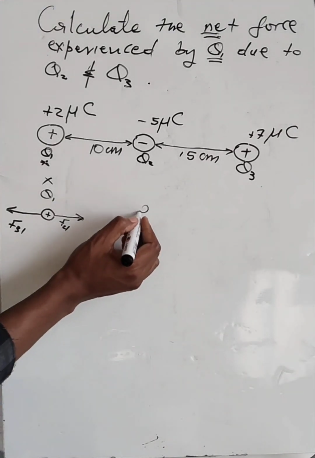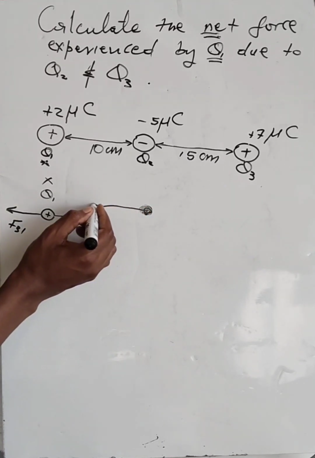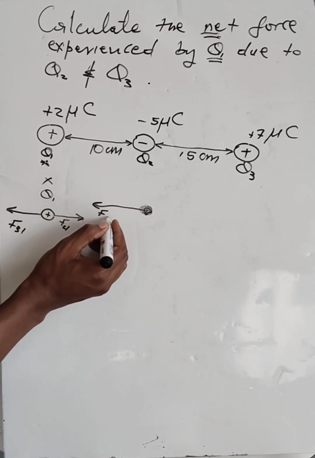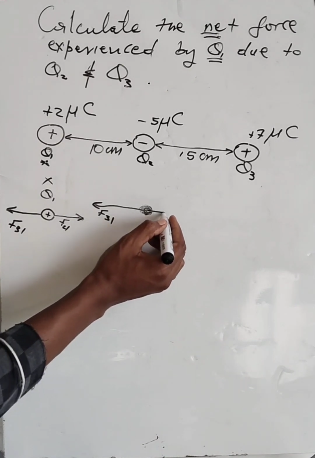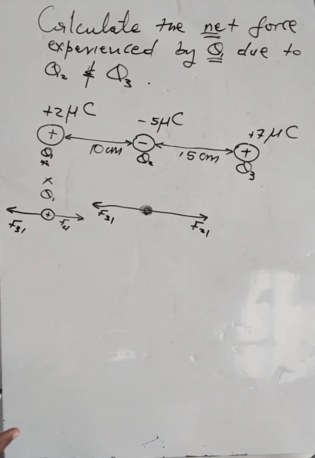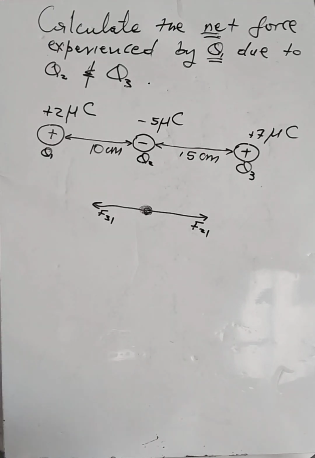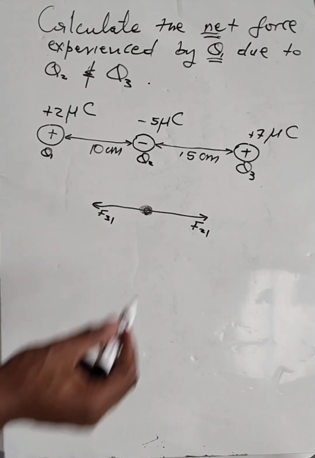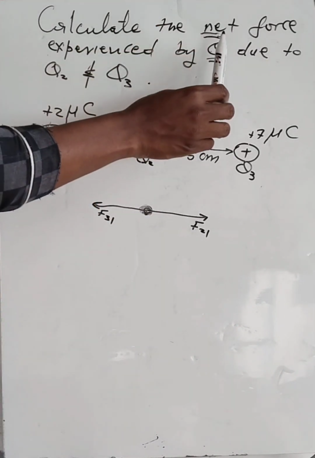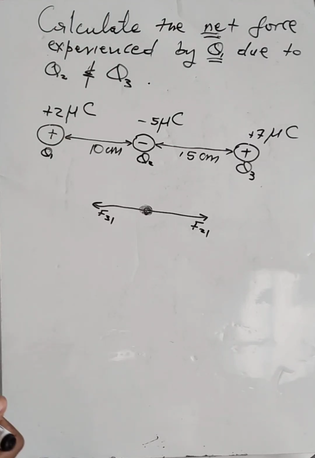So the force diagram, or the free body diagram, on Q1: we have a force exerted by 3 on 1, and we have a force exerted by 2 on 1. That is a free body diagram. The reason we draw a free body diagram is because we have to calculate the net force. When we calculate the net force, we need a force diagram or a free body diagram, okay?